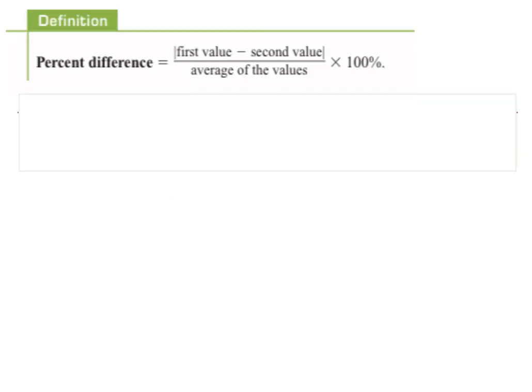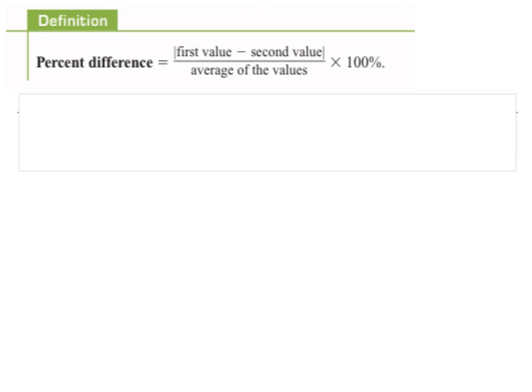Next one, percent difference. For percent difference, we are strictly figuring out how far off it is from the average of the two. So we're going to take the first value and subtract the second value. You'll notice we still have these absolute value marks. And we are going to divide it by the average of the values. How do I find an average of two values? Right, there's two values, so you add them together and divide by 2.